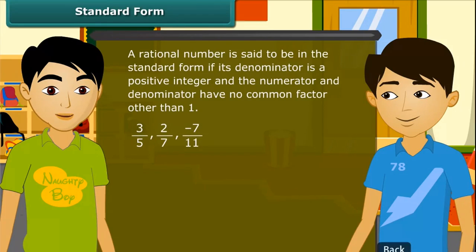And if the numbers are not in the standard form, then they are reduced to the standard form. For example, -45/30 is not in the standard form.